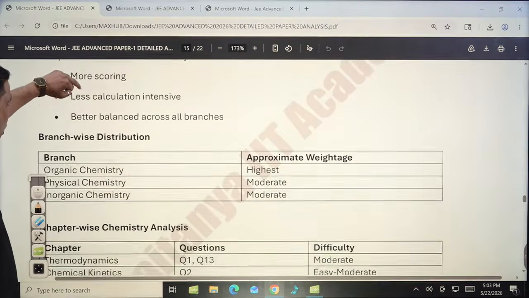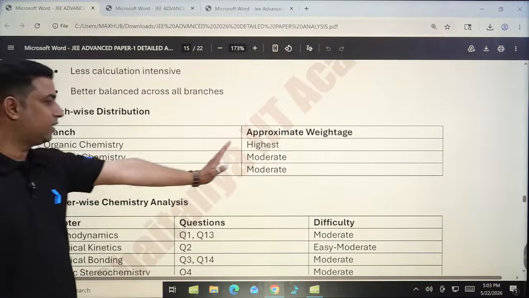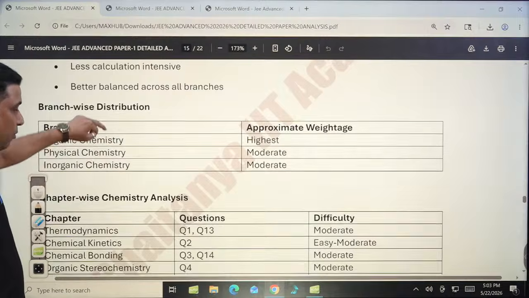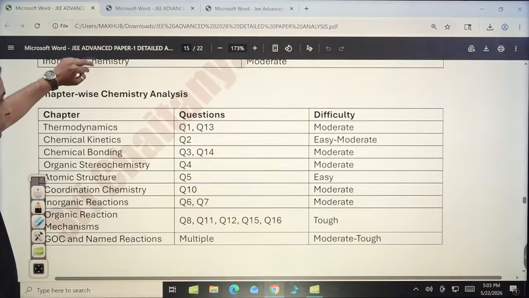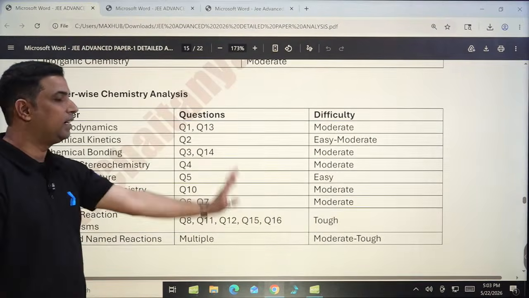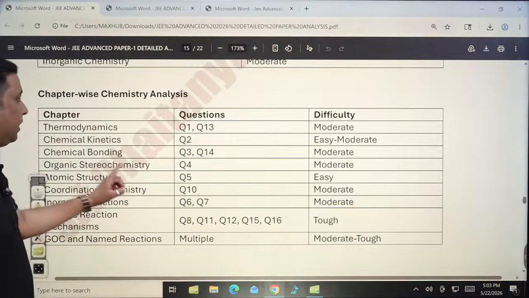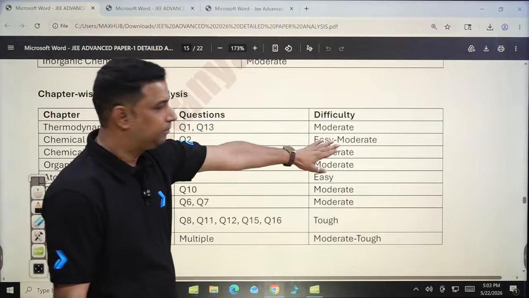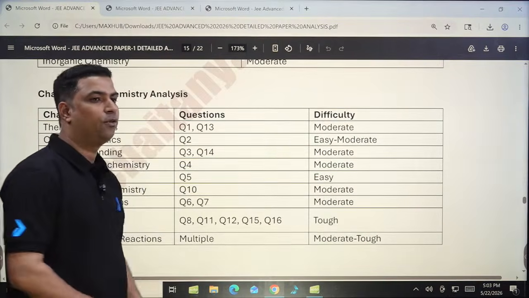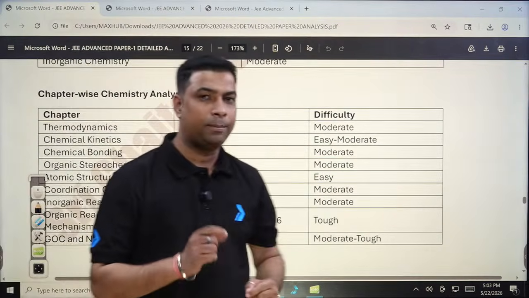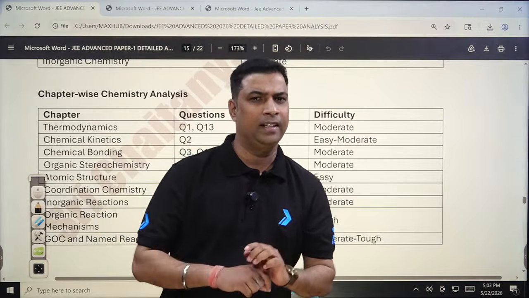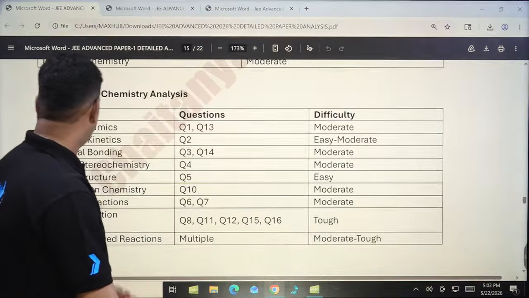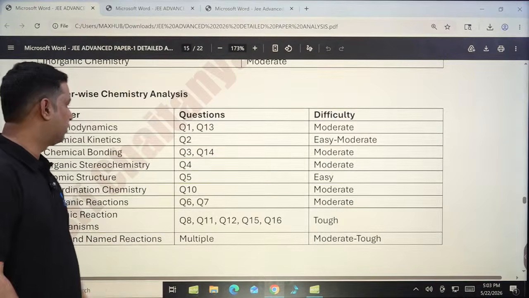If I talk about organic, it was on the highest side, while physical chemistry and inorganic chemistry were on the moderate side. Thermodynamics: question numbers 1 and 13 were moderate. Chemical kinetics: only one question, question number 2. I will say it is easy to moderate. You have to calculate the R naught by R kind of ratio, so it might be possible that you make a mistake there.